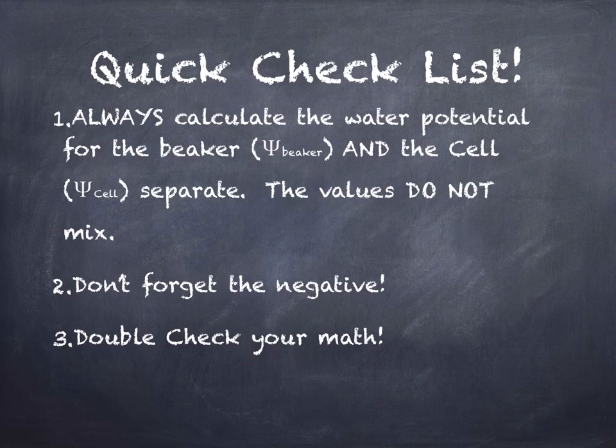So quick checklist. If you want to be successful with solving water potential problems, the big thing to do is to make sure that you are always calculating the beaker's water potential and the cell's water potential separately. The values do not mix, okay? They're not interchangeable. The only way that they really relate to each other is when you're talking about the direction that water is going to move. So the beaker's values are going to be very different than the cell's values, and you don't use one for the other. Don't forget the negative, and always double check your math just to make sure that you didn't make a simple calculator error.